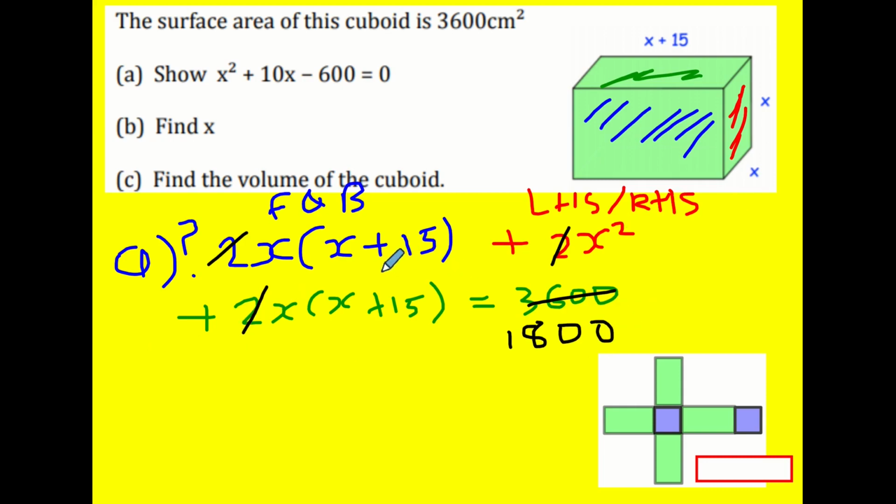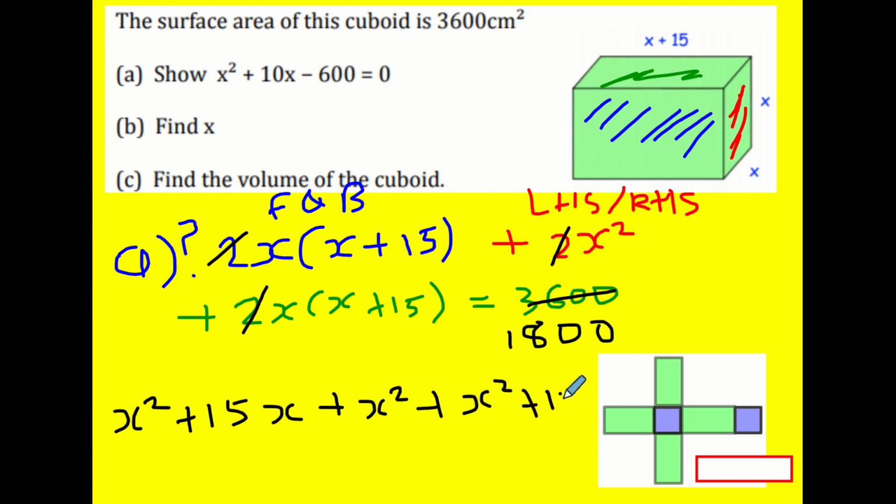Then what am I left up with? I think I might just expand it. Actually, these two are the same, but I'm going to expand it separately. I'm going to get x squared plus 15x plus x squared from this red term plus x squared plus 15x equals the surface area, 1,800. Well, it's not the surface area anymore. I've divided through by 2.